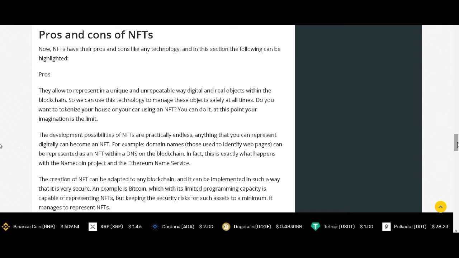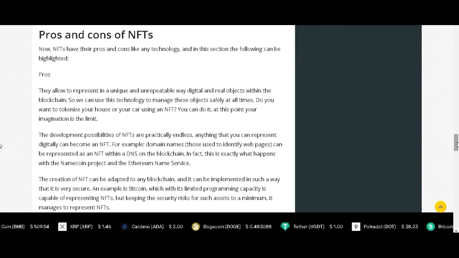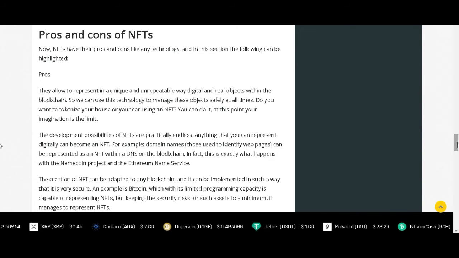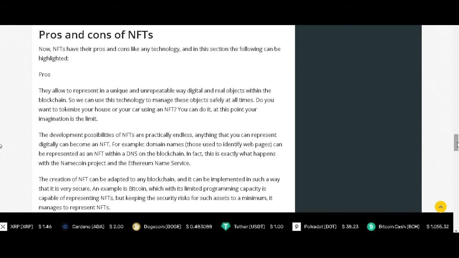Do you want to tokenize your house or your car using an NFT? You can do it. At this point your imagination is the limit.